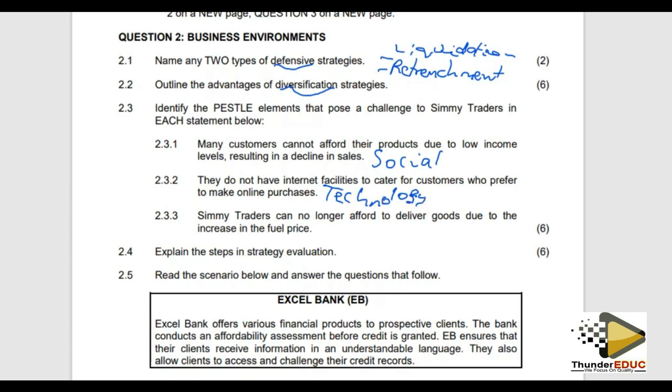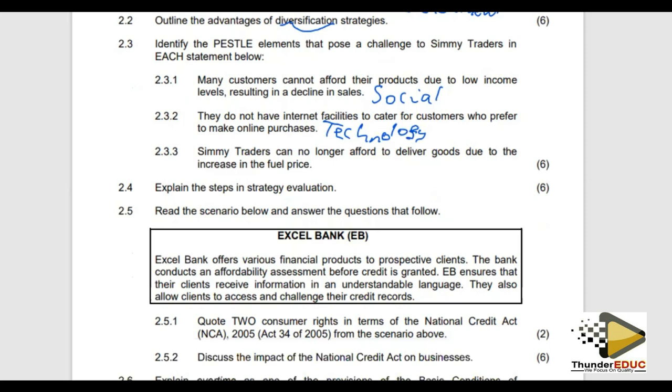Technology. Okay, right. So now, moving on to the next aspect, we have 2.3.3. SME traders can no longer afford to deliver goods due to the increase in the fuel prices. So this one calls for economical. Because remember I said, the moment you talk of economical, it means that the price should be there. Economical. Thank you very much.